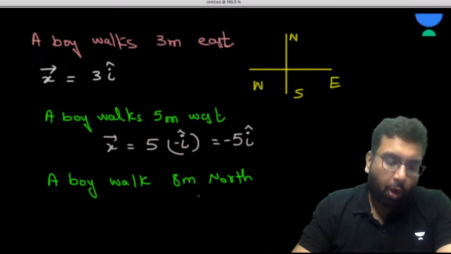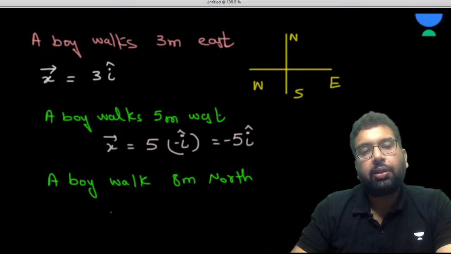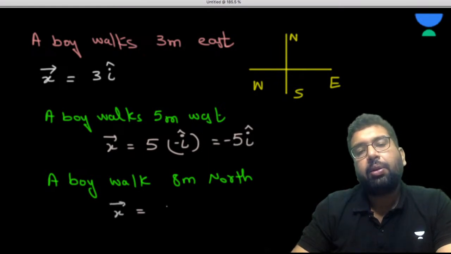Now a boy walks 8 meter north. So what is it going to become? 8 meter north, it is going to be 8 j cap.